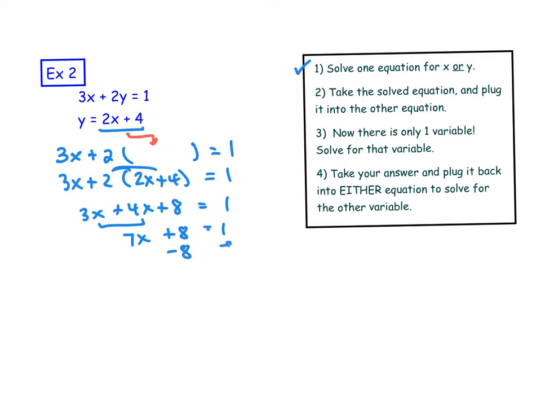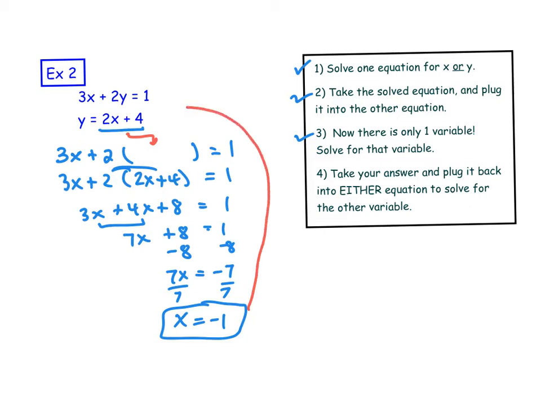Subtract 8 from both sides. We've got 7x equals negative 7. And then divide by 7, and we get x equals negative 1. All right, so we plugged it in. We solved for x. Now all we have to do is take that x and plug it in to one of those two. So it probably would be easiest to put it in for that x right there.